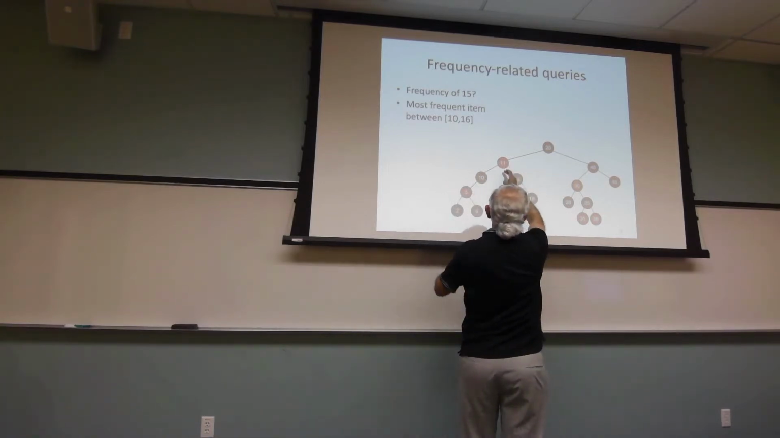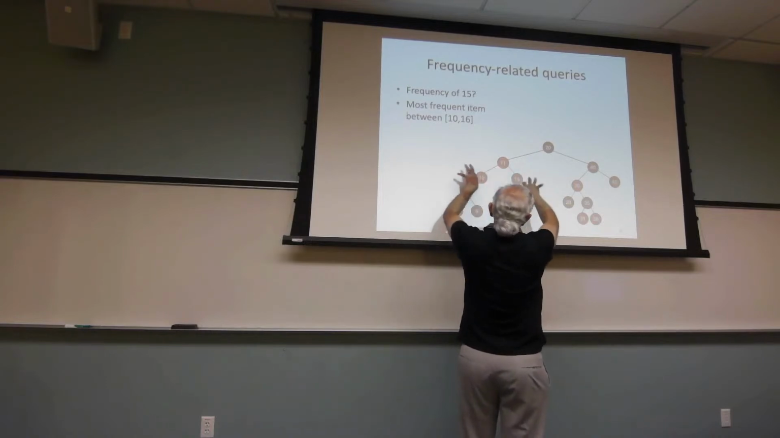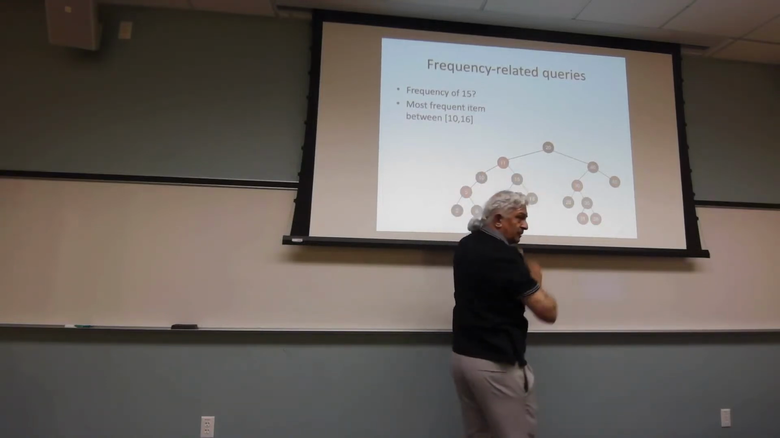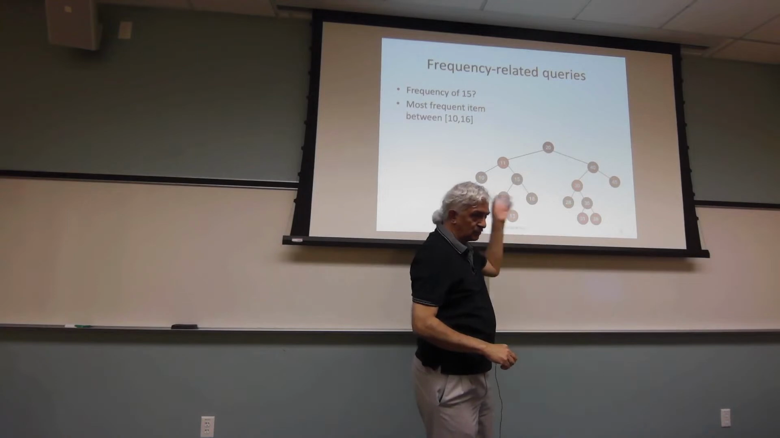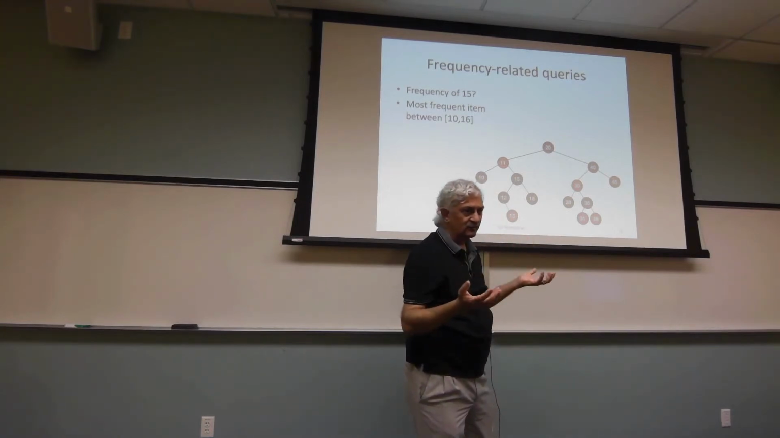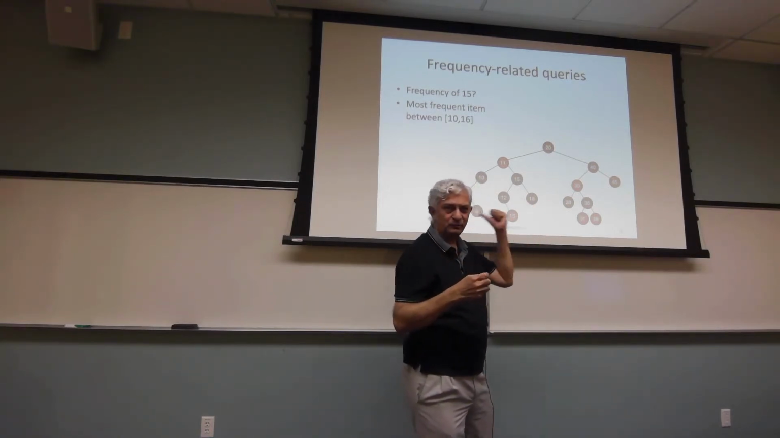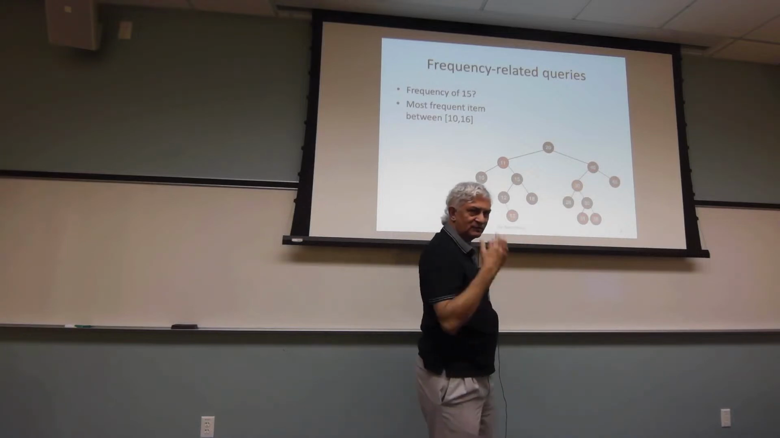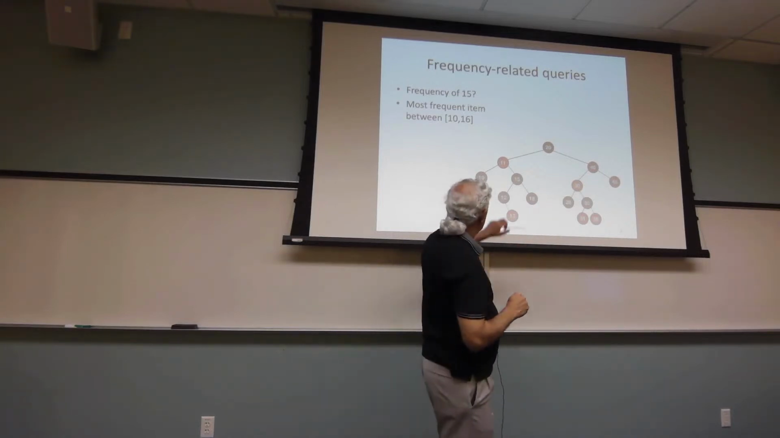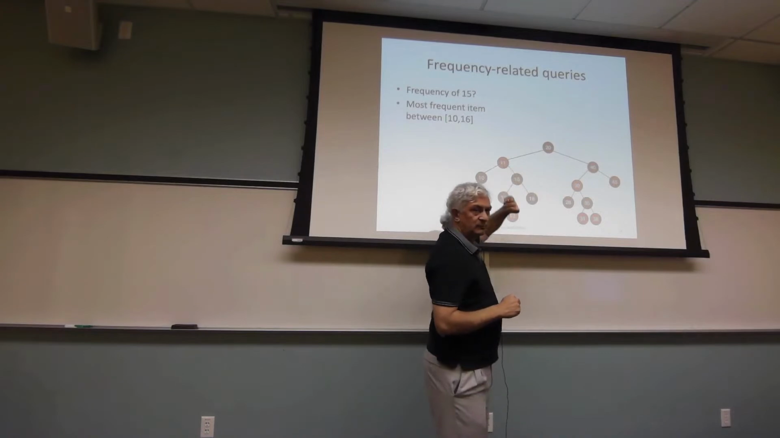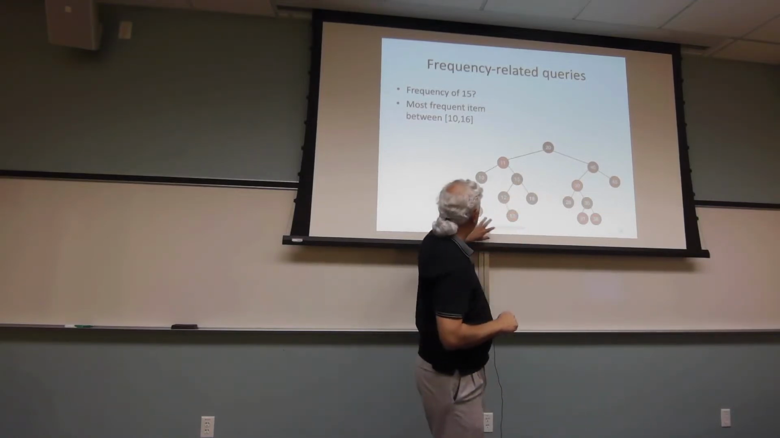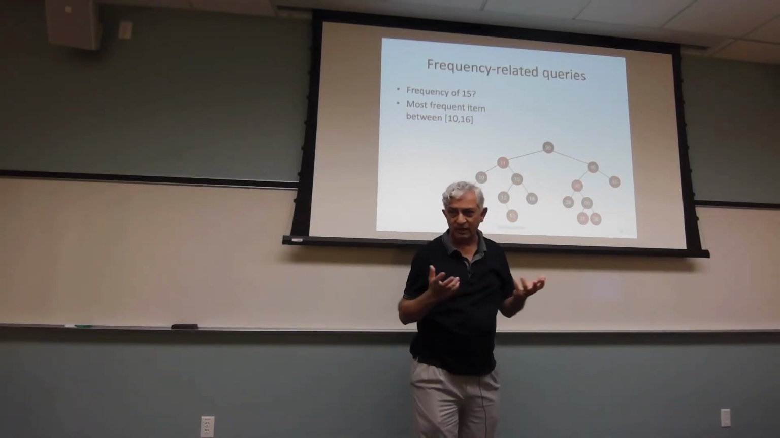Then you will realize that 10 to 16 spans this node, so there's part of it on this side of the tree and part of it on this side of the tree, and so you have to work on both sides. You have to figure out which is the most frequent on this side and the most frequent on this side and report it. You can't just read out the most frequent item that's stored here, because here there are some things that shouldn't be part of that range.